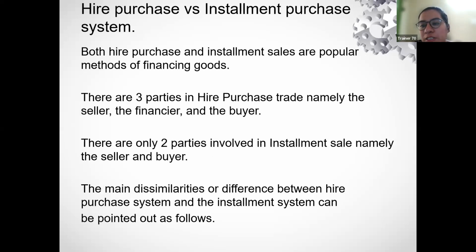Now, the differences between hire purchase versus installment purchase.